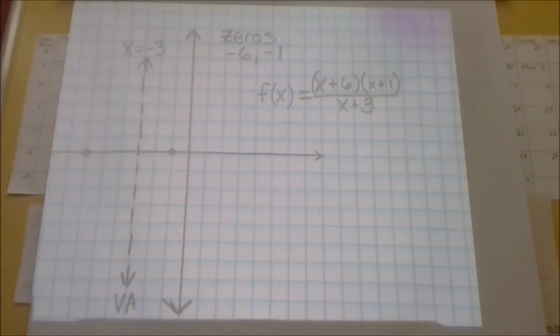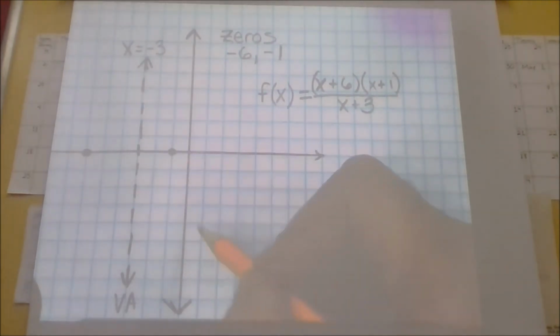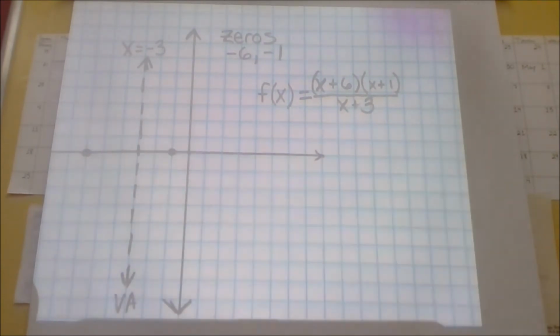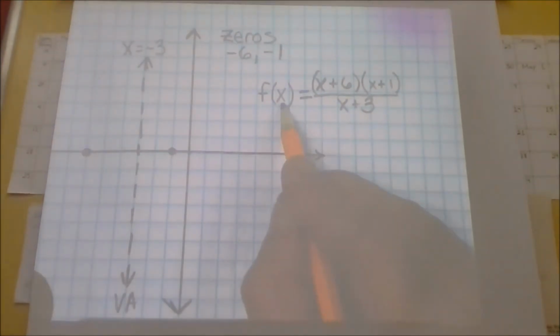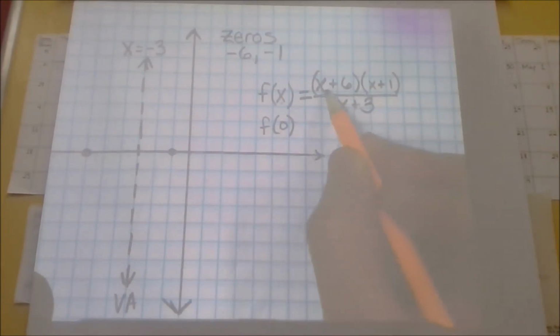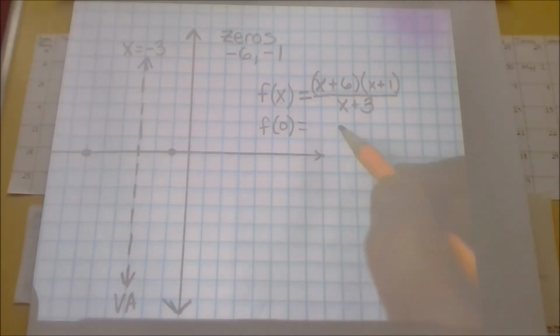I could plug in x equals 0. If x equals 0, I can figure out what y is and decide how this curve is looking, or how the beginning of the sketch is going to look. So I'm going to plug in x equals 0, and so that's just f of 0. And I could plug in 0 for all of these expressions in x, and that would make this very easy. x plus 6 is 6, x plus 1 is 1.